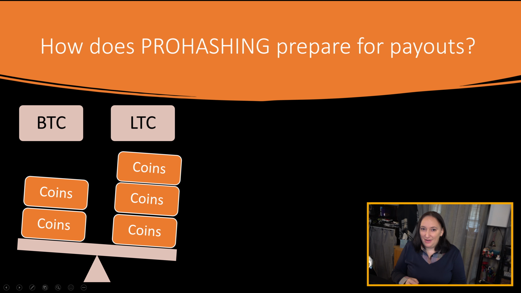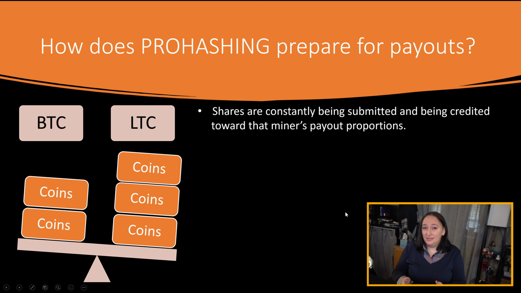With FPPS mining, shares are constantly being submitted, and the miners doing the submitting are being consistently compensated. Each submitted share goes toward that miner's payout proportions, but that miner may not have elected to be paid in the coin that they have been mining. In these cases, there may be an imbalance between which blocks we found and how many coins we owe out to people who've submitted shares.